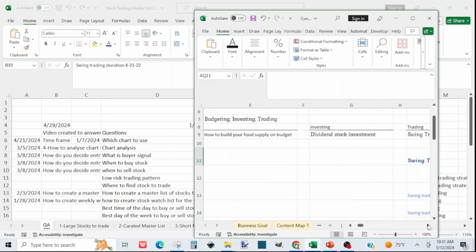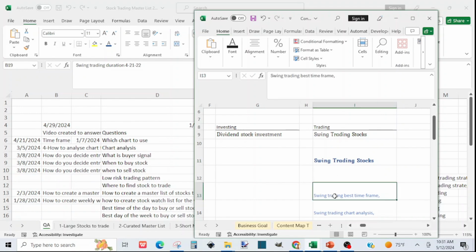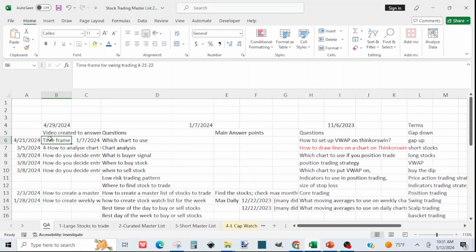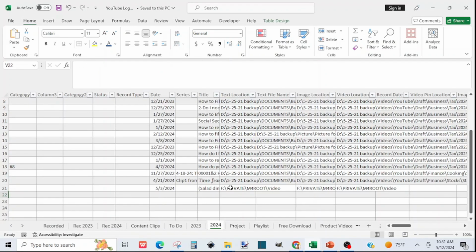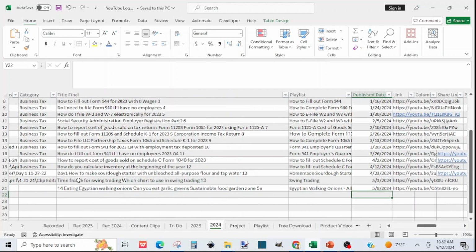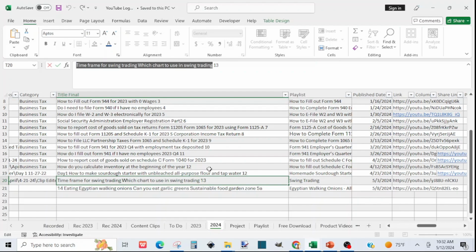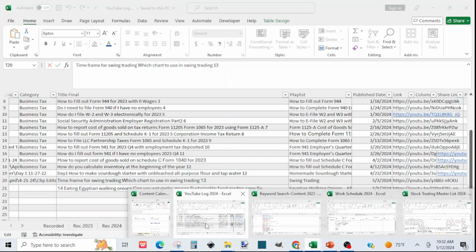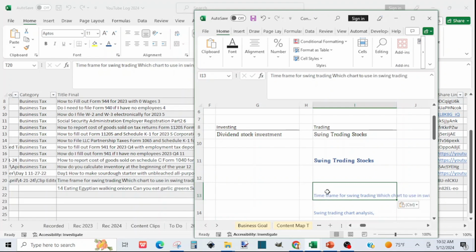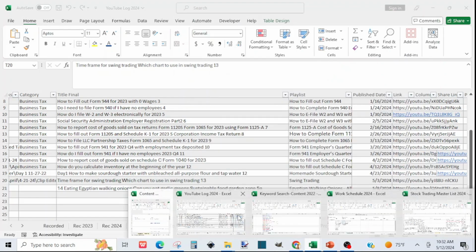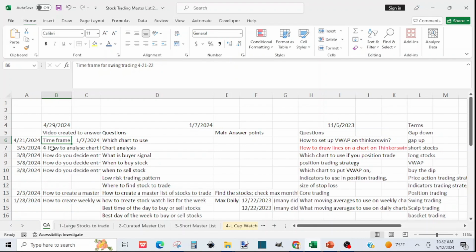So when we look, we have swing trading best time frame, time frame for swing trading, and I believe we published that already. But pretty much that is the question and answer. Swing trading chart analysis: if we go back to our question, swing trading chart analysis, for that we have how to analyze charts for swing trading.